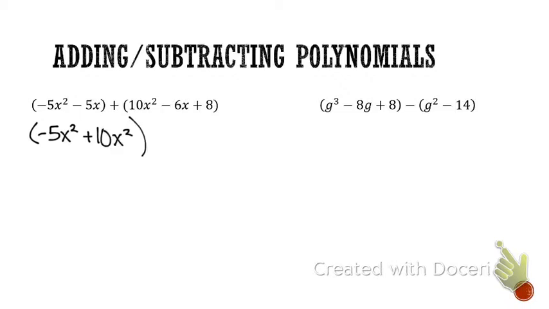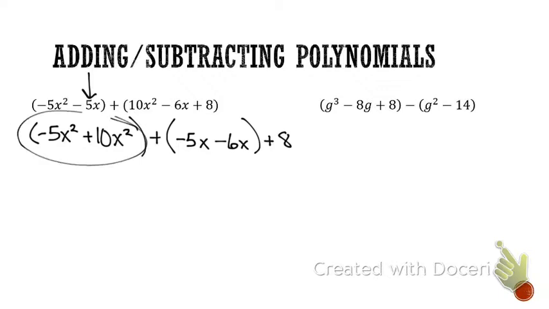This would be work that I would want to see on your test, where you're grouping your like terms together. Remember, plus always goes in between. Plus what? Negative 5x. Are there any terms with just an x in the second set? Yes, there are. Minus 6x. And then I have the plus 8, because I have no other numbers by themselves.